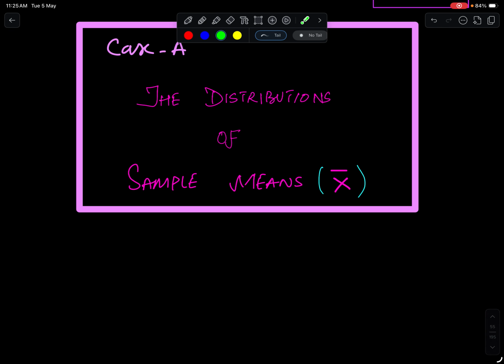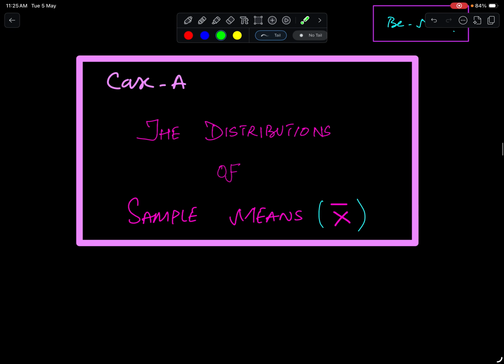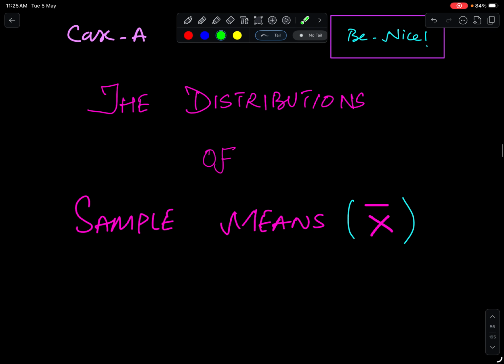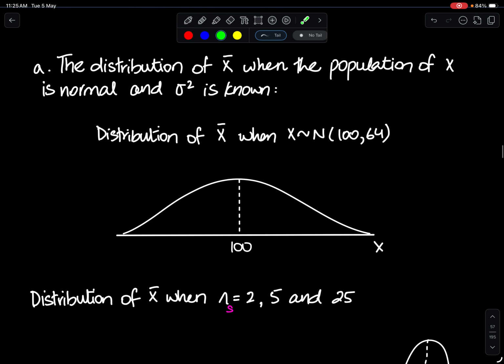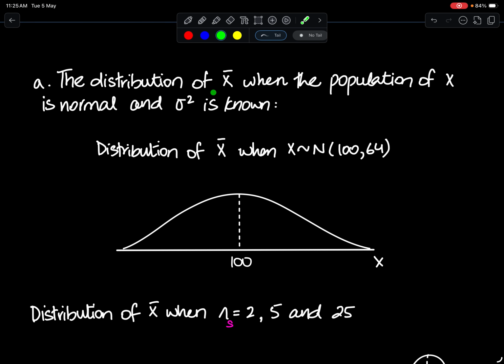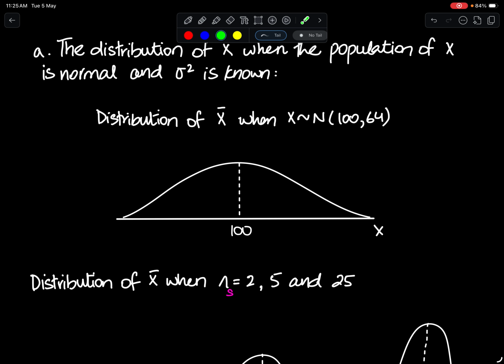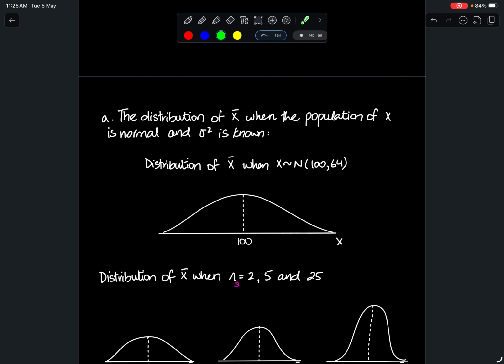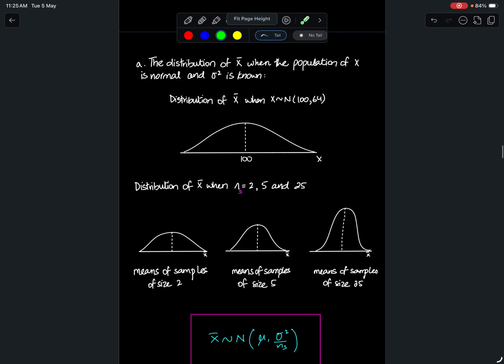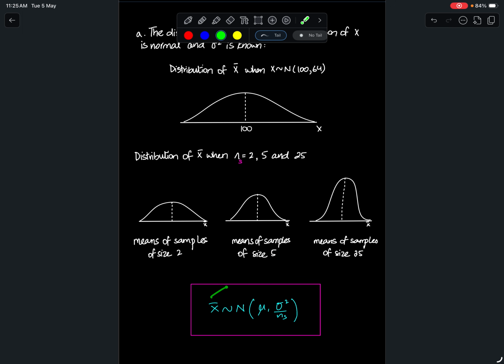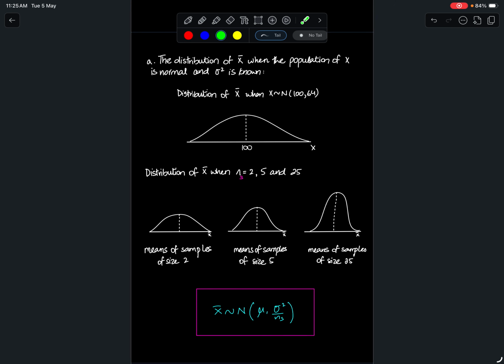Now from here, sampling is very important. The distributions of sample means. Case A: the distribution of sample means when the population is normal and sigma square is known. When the population is normal and sigma square is known, then for any sample size, the distribution of sample means is also normal, with mean mu and variance sigma square over ns. Please try to understand this very carefully.